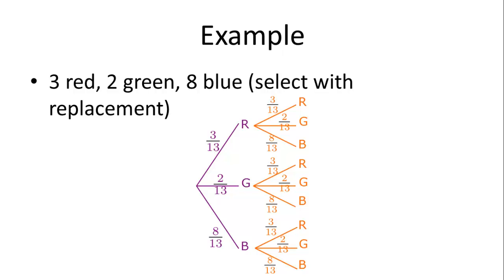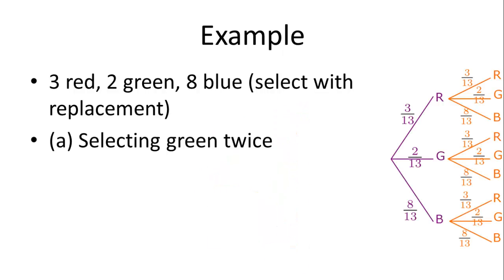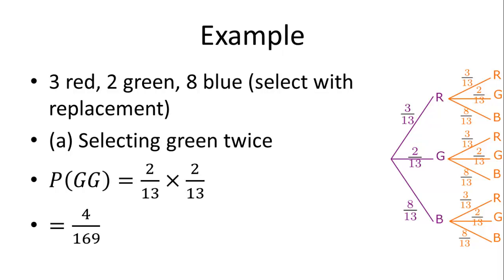You can see here purple branches being the first pull. We put it back in. That's why the numbers don't change for the second. Orange branches being the second pull. Now, what if we want to say select green twice in a row? Well, one way to get green twice in a row, follow along the branches. 2 out of 13 for the first pull, 2 out of 13 for the second. So that's 4 out of 169.